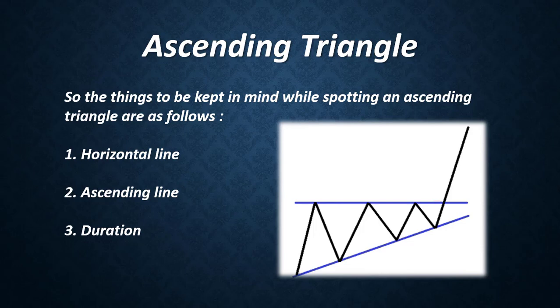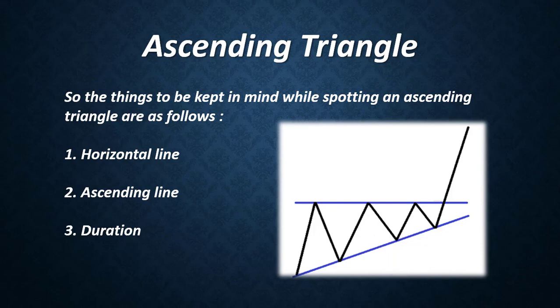Firstly, the horizontal line. There should be at least two reaction highs. In simple words, there should be at least two hits on the horizontal line. The highs do not have to be exact, but in reasonable proximity of each other. Second, the ascending line. There should be at least two reaction lows. In simple words, there should be instances of two higher lows in the pattern formation.